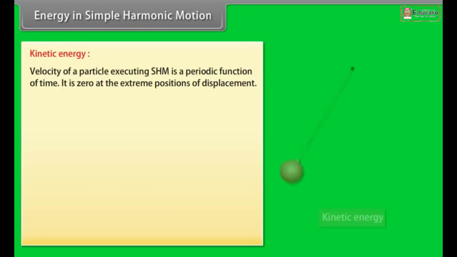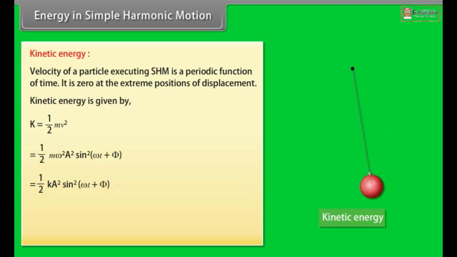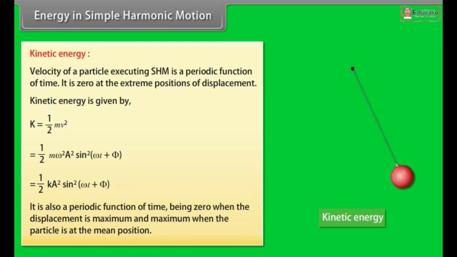Energy in simple harmonic motion. Kinetic energy. Velocity of a particle executing simple harmonic motion is a periodic function of time. It is 0 at the extreme positions of displacement. Kinetic energy is given by K is equal to half m v square is equal to half m omega square A square sine square (omega t plus phi) is equal to half k A square sine square (omega t plus phi). It is also a periodic function of time, being 0 when the displacement is maximum and maximum when the particle is at the mean position.